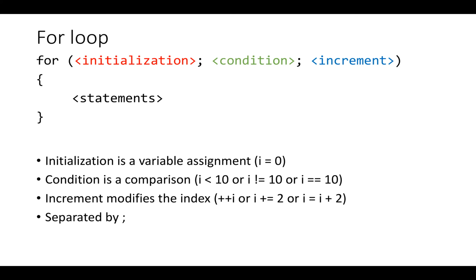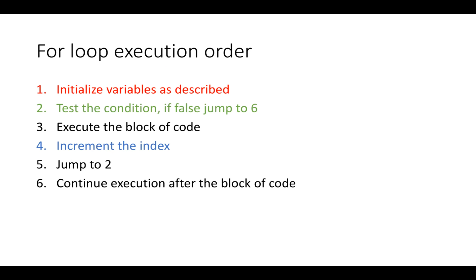The for loop can also increment an index or a variable or whatever we want. We can say i plus plus, or i plus equals 2, or i equals i plus 2. We can give it a bunch of different mathematical operations for the increment component. It doesn't necessarily have to be addition, it can be subtraction as well. Each component of the for loop is separated by a semicolon.